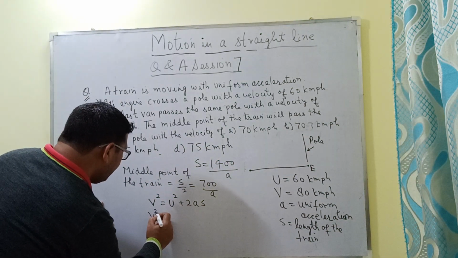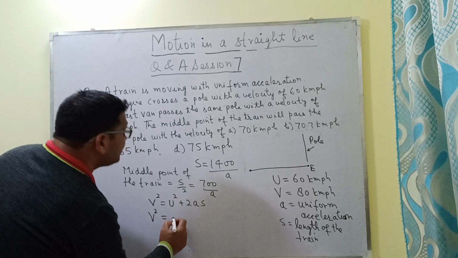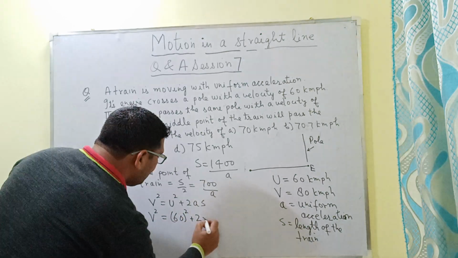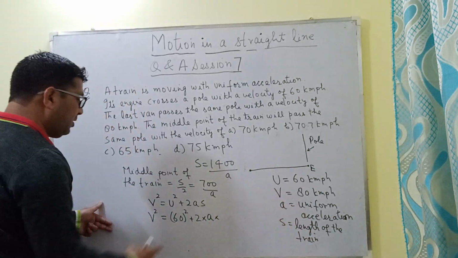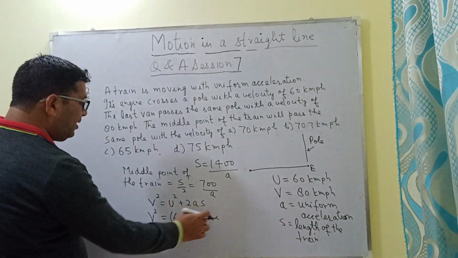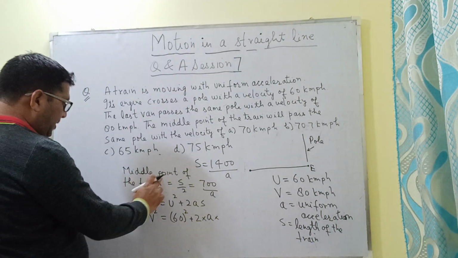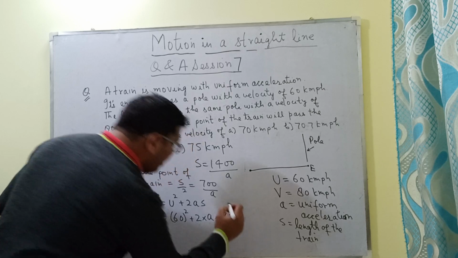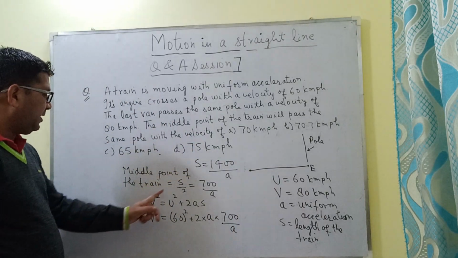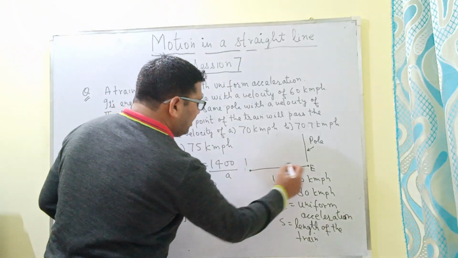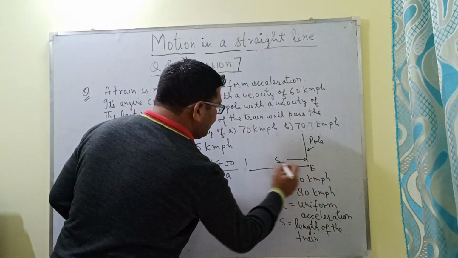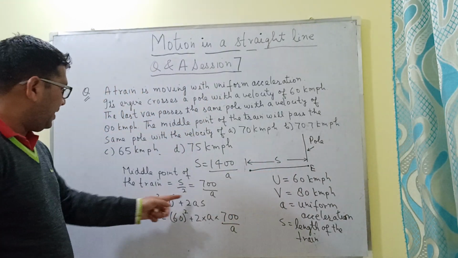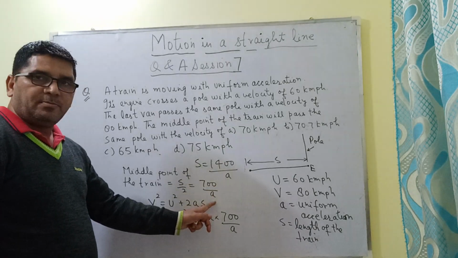So V square is equal to 60 whole square plus 2 into A into S. Now S is the distance covered. In this case, the value of S will be equal to 700 divided by A. This was the length of the train, which we have taken as S. So the middle point of the train will be equal to S by 2. So S by 2 was equal to 700 by A.